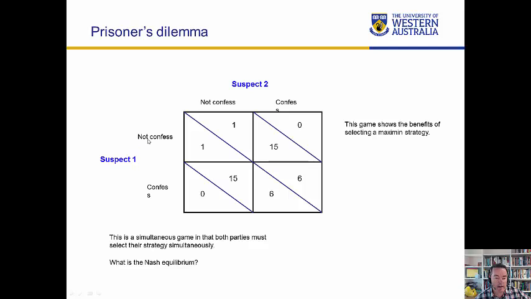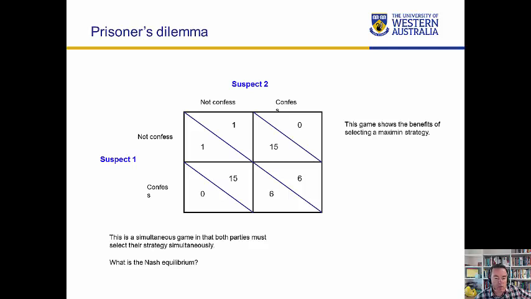If suspect 1 does not confess, but suspect 2 confesses, suspect 1 gets put away for 15 years. And suspect 2 gets off free. Now, presumably, if we're in the upper right-hand quadrant here, it means that suspect 2 has actually made a deal with the police to confess on suspect number 1, to put number 1 away, and suspect 2 gets off free. The bottom left-hand corner is actually suspect 1 that has made a deal with the police.